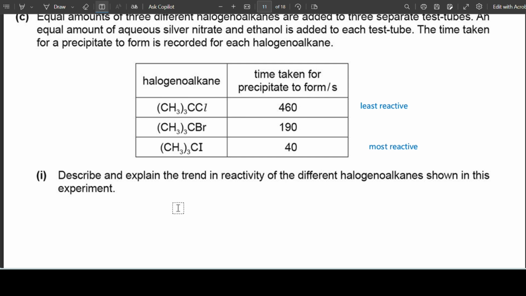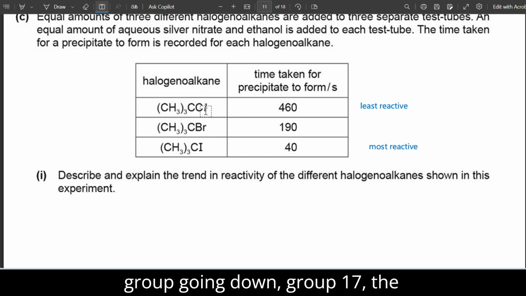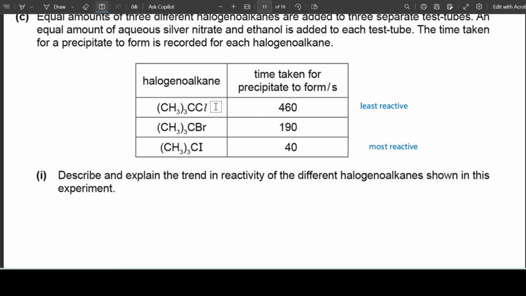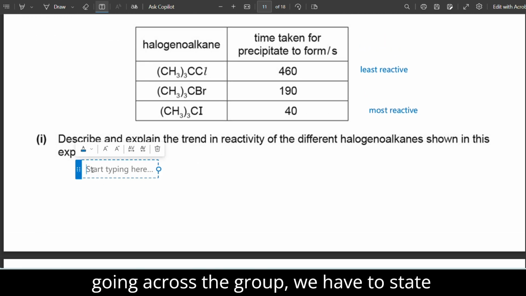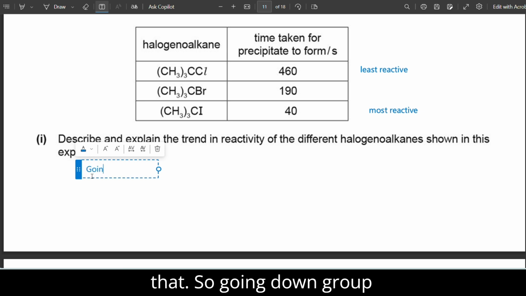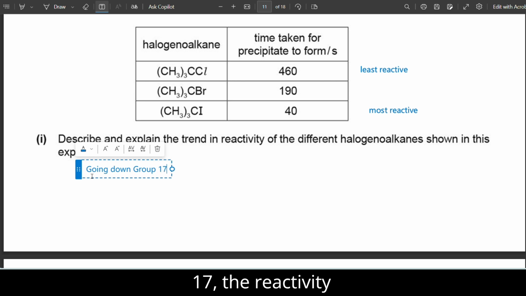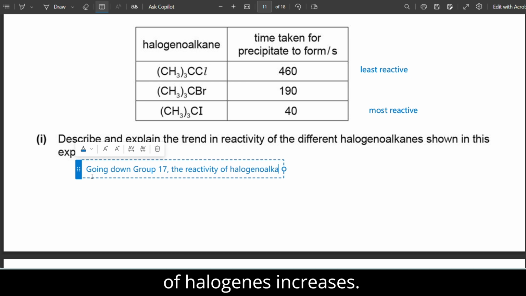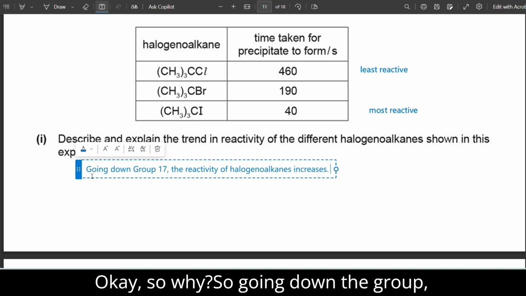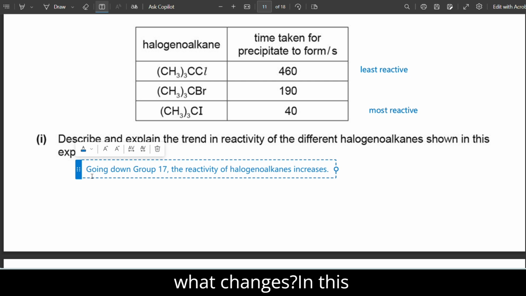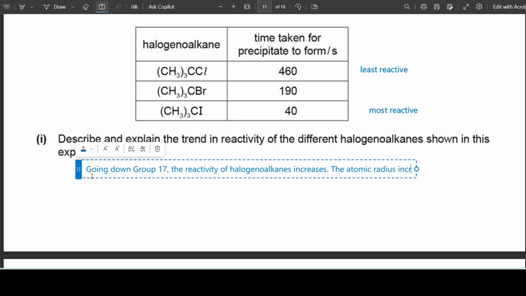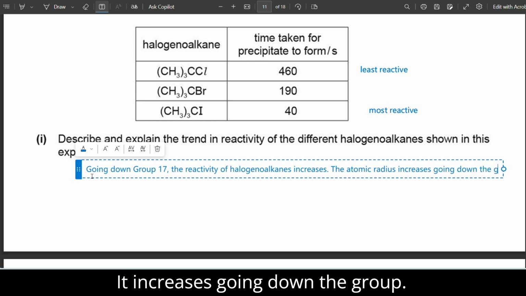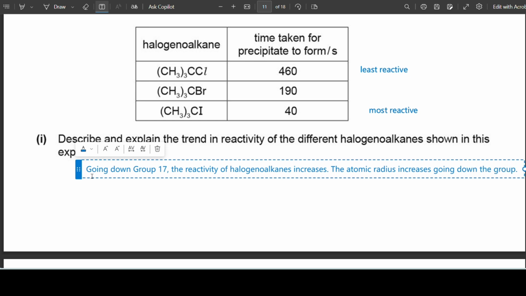So we have to describe and explain the trend in reactivity of the different halogenoalkanes shown in this experiment. As we can see here, going down group 17, the reactivity actually increases. As usual, when we are going down or going across the group, we have to state that. So going down group 17, the reactivity of halogens increases. Okay, so why? Going down the group, what changes? In this case, the atomic radius changes. It increases going down the group. So what is the consequence?